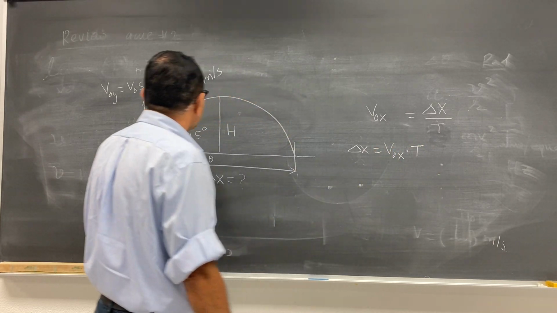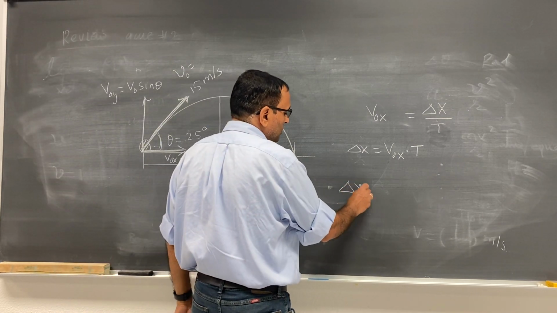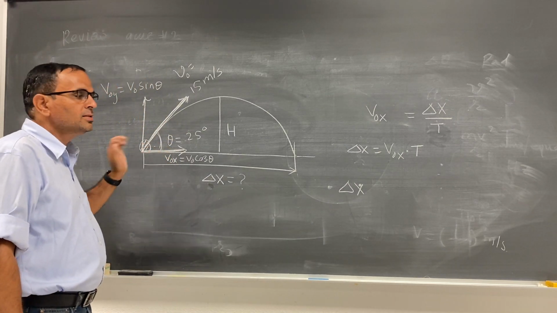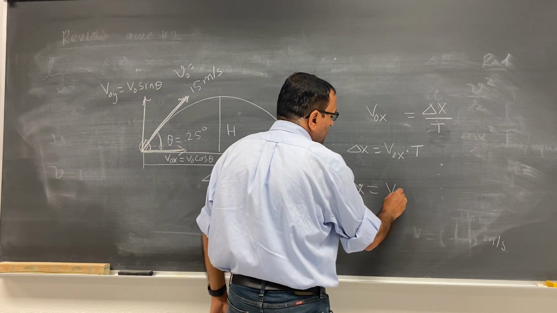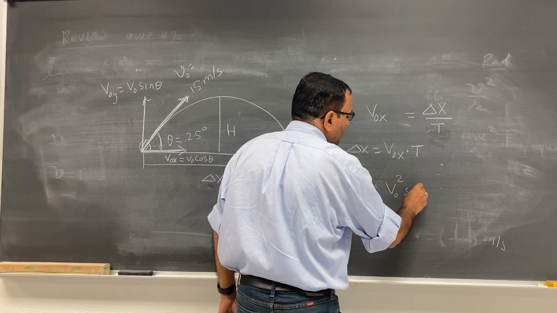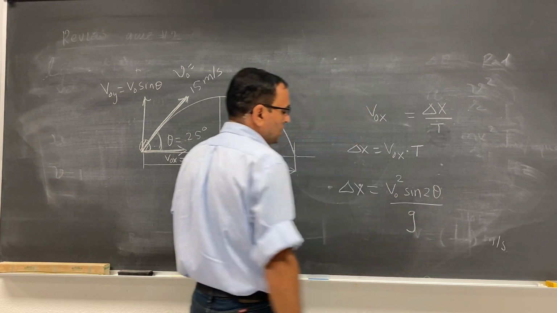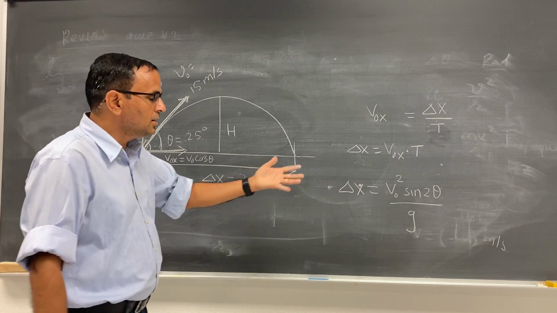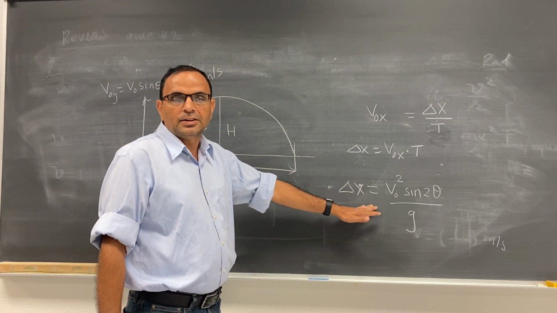But here we have a direct formula also. I can give you the direct formula. To calculate this delta x, in this case particularly, only in this case, you can write down v0 square sine 2 theta divided by gravity. This is the formula to calculate the delta x in this case particularly. There is another case also, I'll talk about that. So in this case you can use this formula directly.